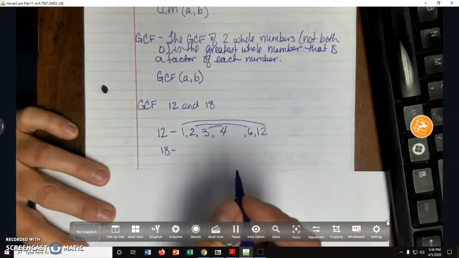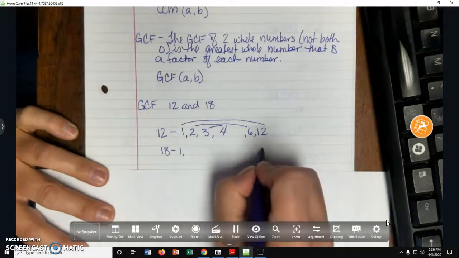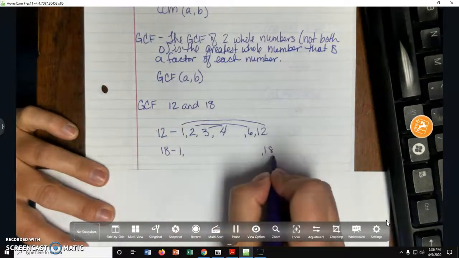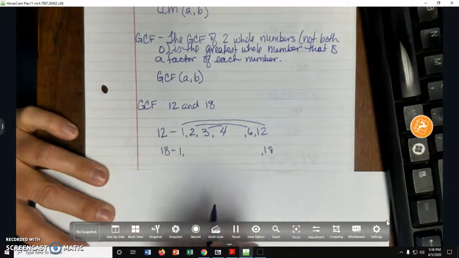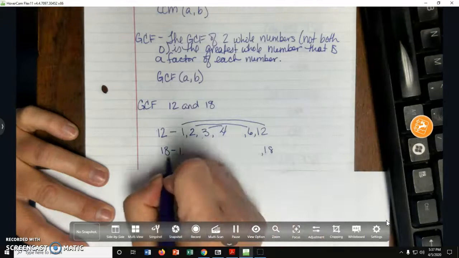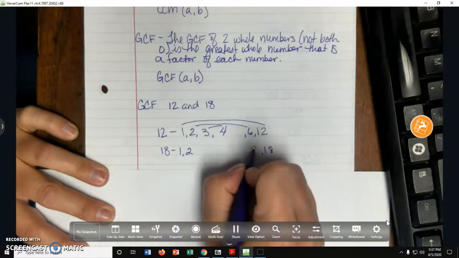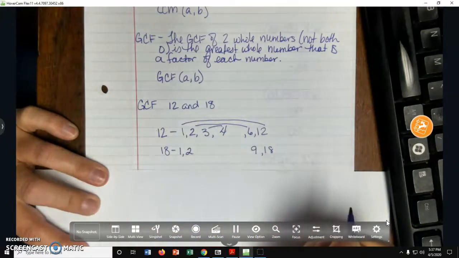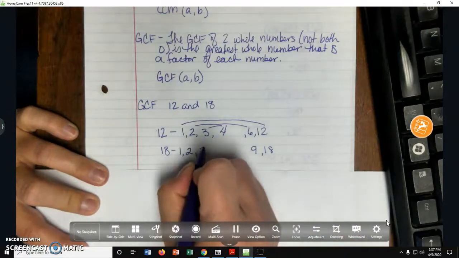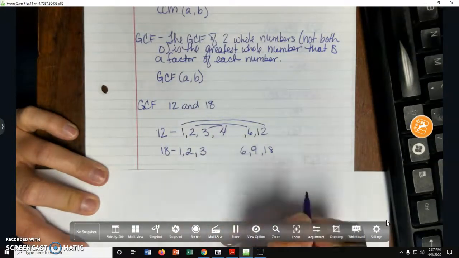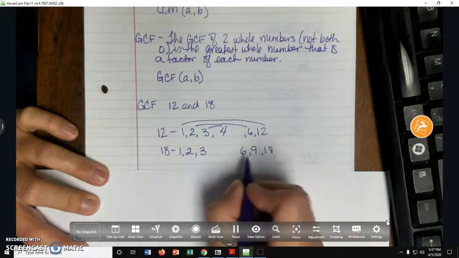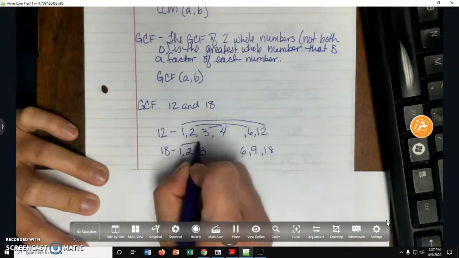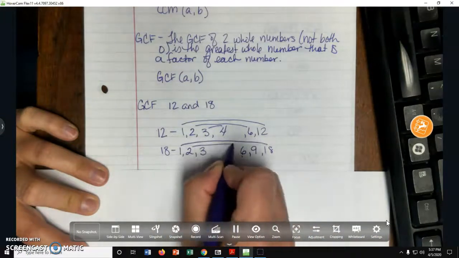All right, so let's do 18. Start with 1 and 18. 1 times 18. Those are factors that give us 18 as a product. So 1 and 18. Is 2 a factor of 18? Yes. 2 times 9. Is 3 a factor of 18? Yes. 3 times 6. Is 4 a factor of 18? No. Is 5 a factor of 18? No. Is 6? Yes, and we already have it. So I didn't need to leave all that space in the middle, but that's okay.